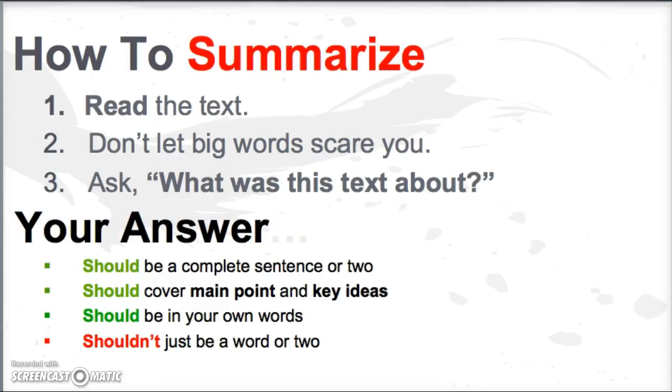So let's look at how to summarize. First, you need to read the text. Second, don't let big words scare you. Now, that's not going to be a problem for us for Little Red Riding Hood, obviously, but for some of the stories that we're going to get into, sometimes students, when they see bigger words that they're not sure of, they're like, oh, I don't know what to do. I don't know how to summarize this. Don't let those words scare you. Either look them up, ask your learning coach, or try to figure out the meaning through your context clues.